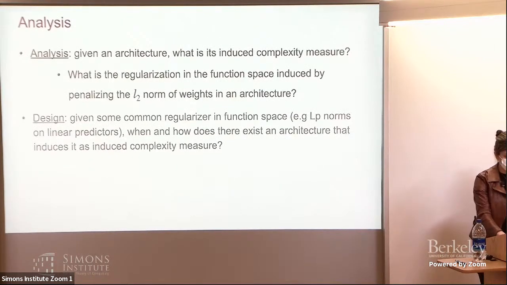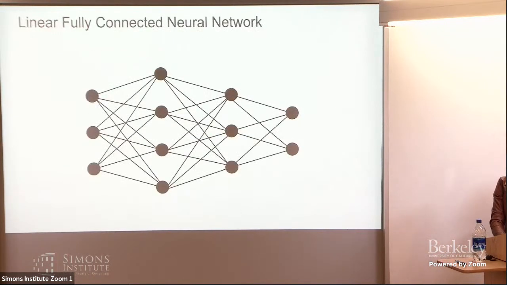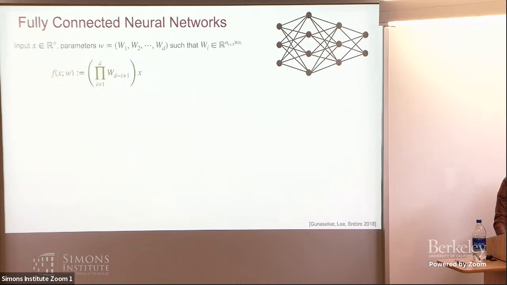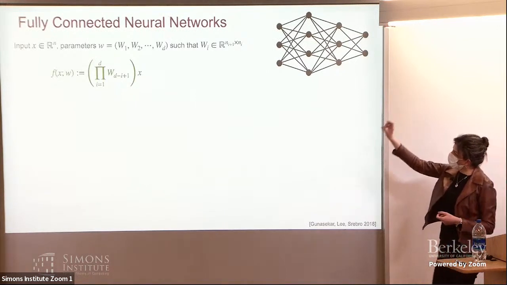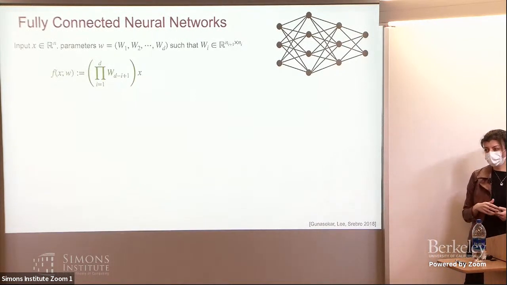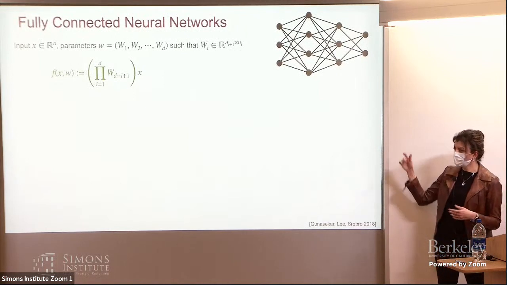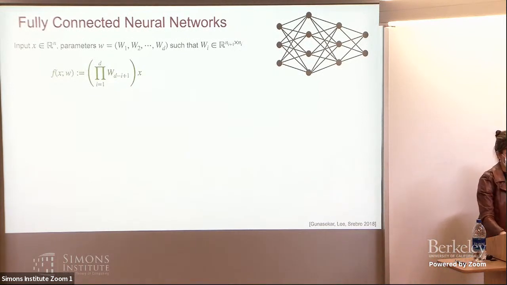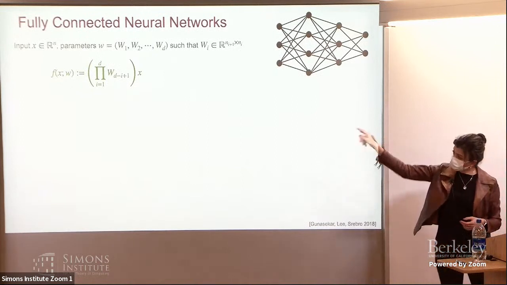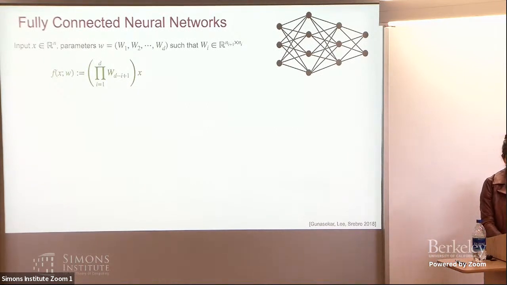So first, let's talk about the analysis part. The first network that we look into is the linear fully connected neural network, in which we have these D matrices. I'm assuming that I'm not losing rank between input and output, and the number of hidden nodes is large enough. So the relationship between input and output is like that. And I'm assuming, again, that there's no weight sharing. These matrices are independent of each other.